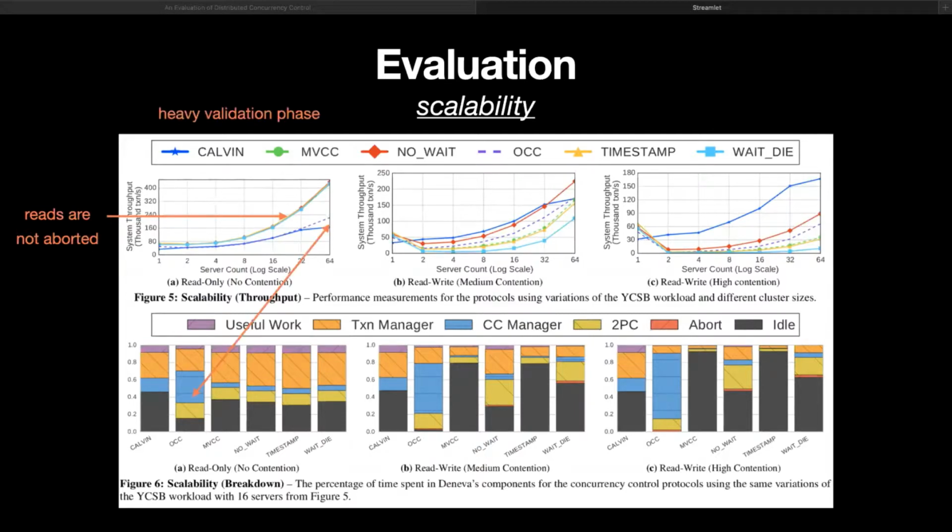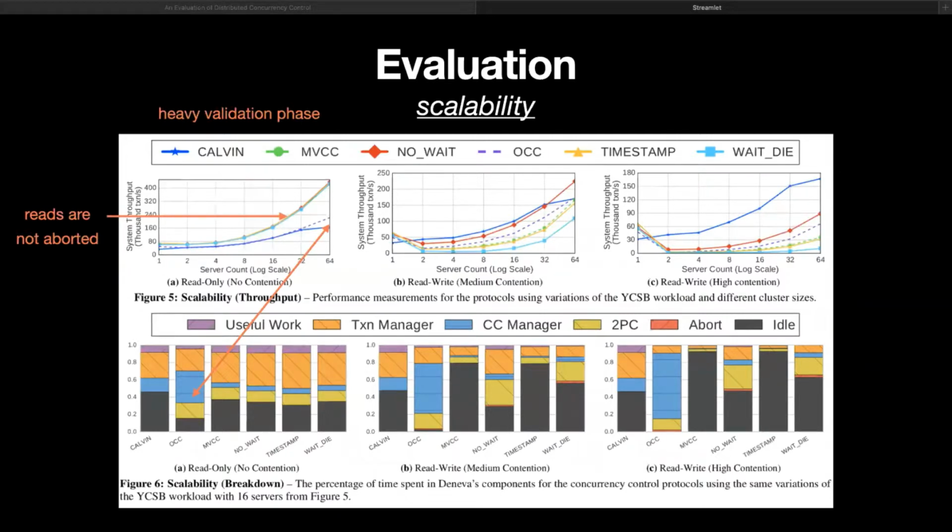Now, in the case of OCC protocols, we can see the validation phase, that's what Murat was asking. On the bottom, they have tried to dig deeper into where the protocol is spending most of its time. So I'll just quickly go through the various categories that they have allotted. Useful work is the time the execution engine is actually executing the transactions. The transaction manager is the time where the protocol is updating the transaction metadata and cleaning up the committed transactions.